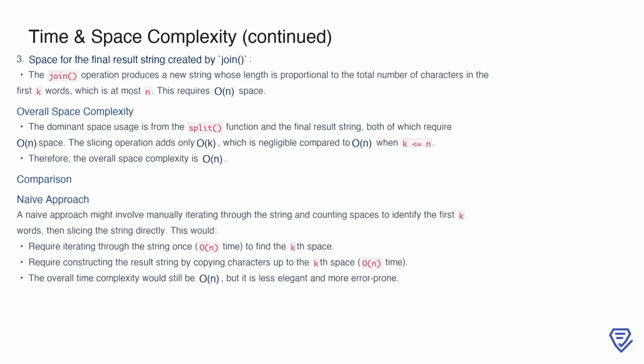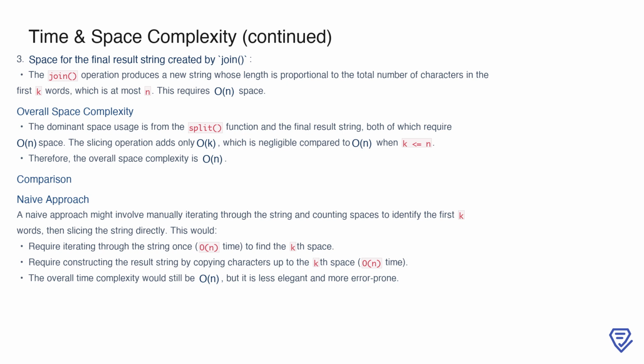Additionally, the join operation creates a new string to hold the final result. The space required for this string is proportional to the total number of characters in the first k words, which is at most O(n). When we combine these components, the dominant space usage comes from the list created by split, and the final result string from join, both of which require O(n) space. The slicing operation adds only O(k) space, which is negligible when compared to O(n). Thus, the overall space complexity is O(n).